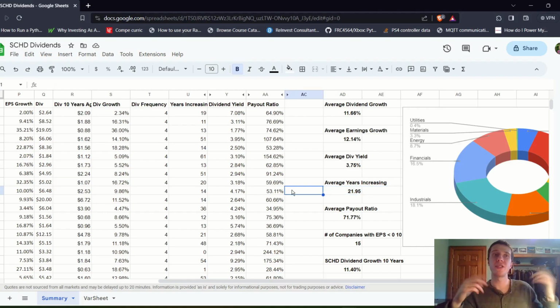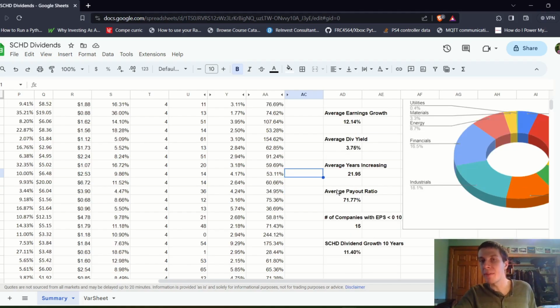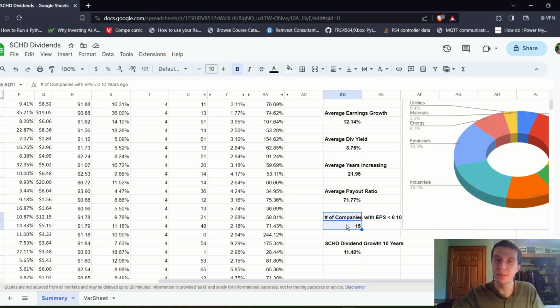So definitely not something super impressive there, but a solid track record nonetheless from these companies. And then finally, I calculated the average payout ratio, which was about 72%. And another thing I calculated here was the number of companies that had negative earnings per share 10 years ago was 15. So 15% of the ETF. And I'll talk a little bit more about that later, why I did that and my thoughts there.